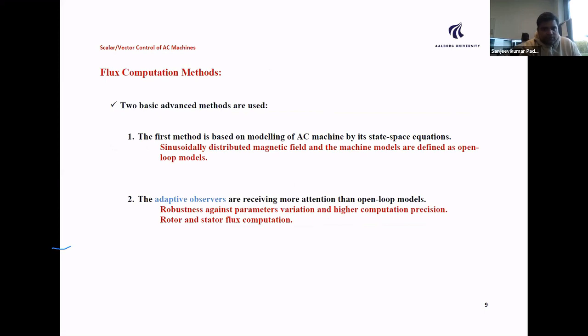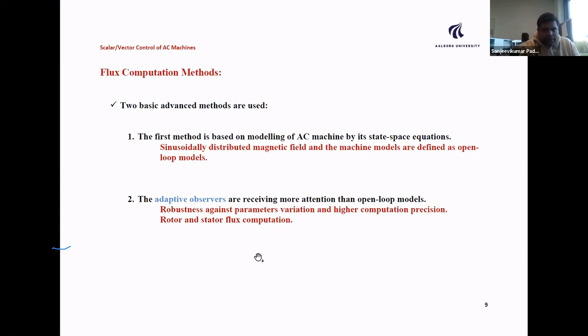We can go for the first method, which is a state space method, where all the parameters will be sinusoidal in behavior, as the machine has a sinusoidally distributed winding on the stator. So we calculate all the parameters as sinusoidal. And the model which you develop will be kept as an open loop model, and the behavior will be the same as a real-time motor. So you generate a model which behaves exactly like a real-time motor in the application which you choose.